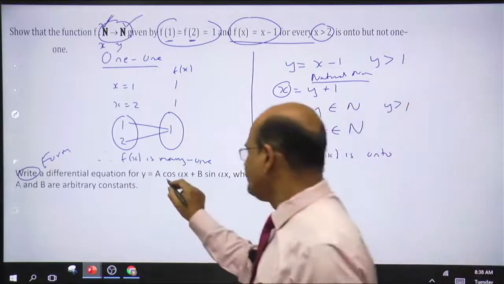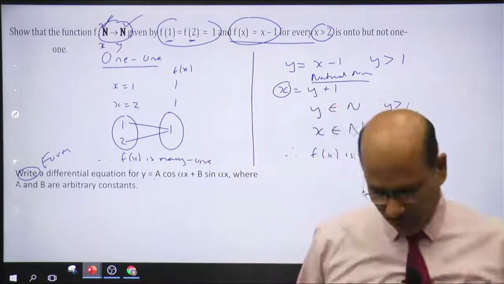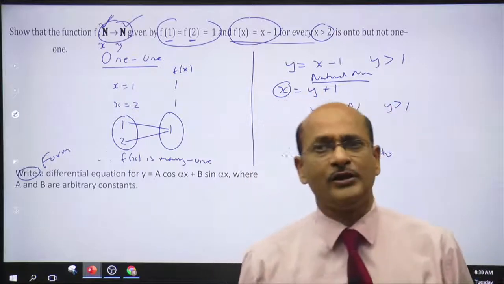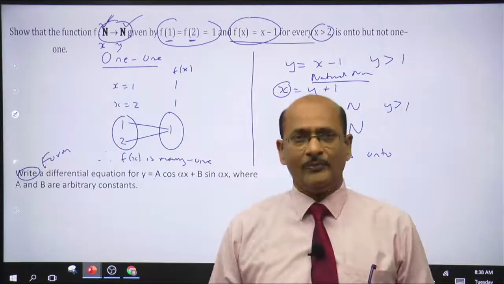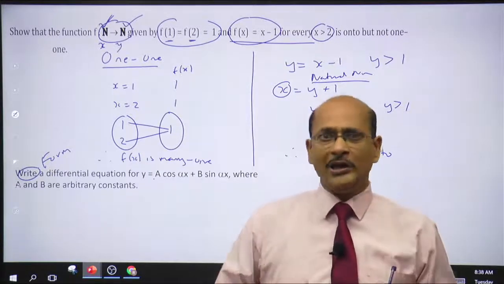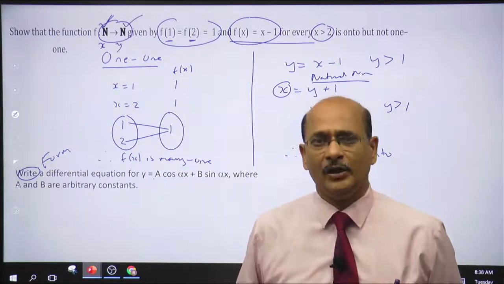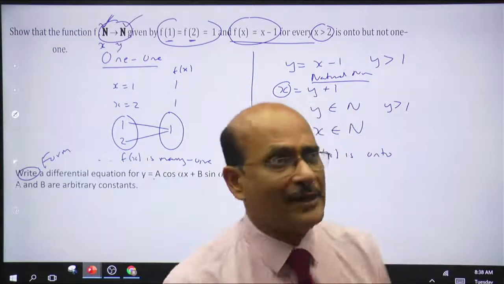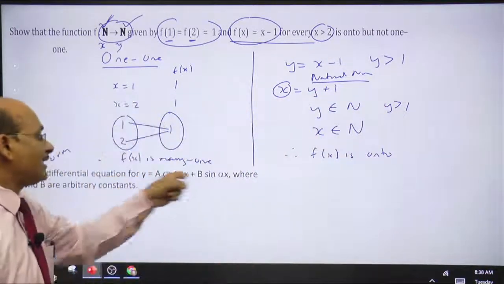Now remember, I have to form a differential equation. How do I form the differential equation? By taking the derivative. Because what is a differential equation? The derivative has to be there. So the question is, how many times do I take the derivative? You have to take the derivative as many times as the number of constants present in this.